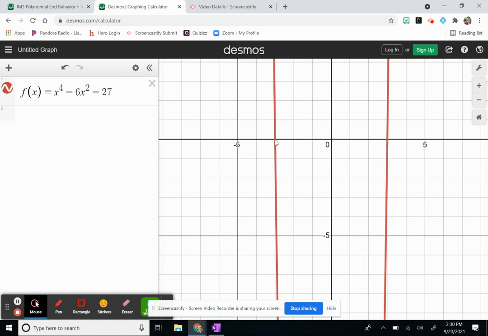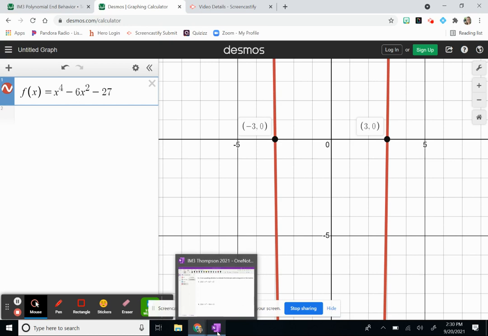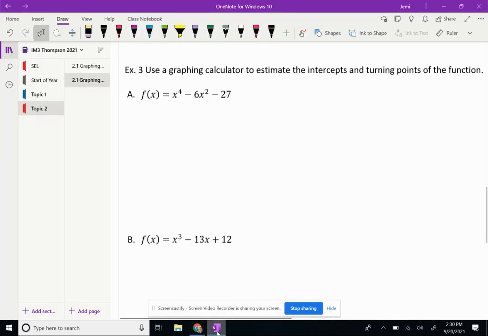Now I can use my pointer and click on here, and it'll tell me where those points are, which is kind of nice. So I just clicked where the intercepts are, so I can see them really clearly. Love Desmos. So I'm going to go back to my notebook and sketch this. It's not going to be to scale. It's more of a sketch, and I'm just going to hit the intercepts and get the general shape of things.